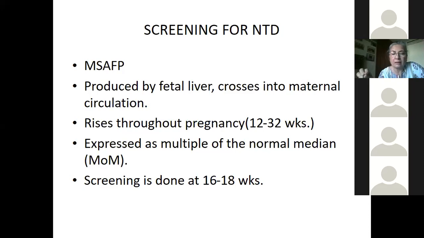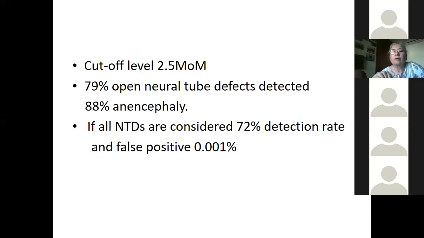So for that we should know the exact gestation of the fetus. What is the LMP? What does the ultrasound say about the gestation of the fetus, so that we do it at that particular point, and we measure that amount, and we express it as multiples of medians. And 2.5 is the cutoff level which is taken. Anything beyond 2.5 at that particular gestation is considered abnormal.